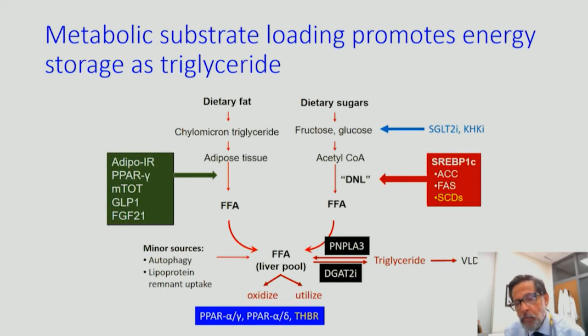Now, a number of targets, enzymes, are involved in this process, from ketohexokinase to SREBP1C. And each and every one of these has been targeted for therapeutics and are in early phase trials for drug development with varying degrees of success. Now, PNPLA3, once the fatty acid is formed, fatty acids can be oxidized or utilized. And over here, we've shown you the data for PPAR alpha gamma and PPAR alpha deltas.